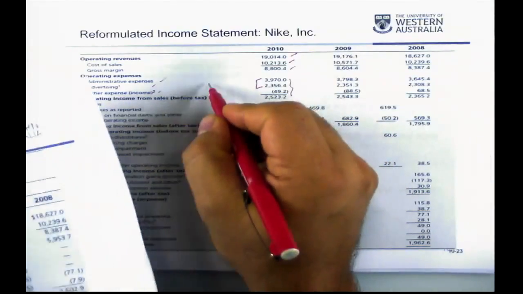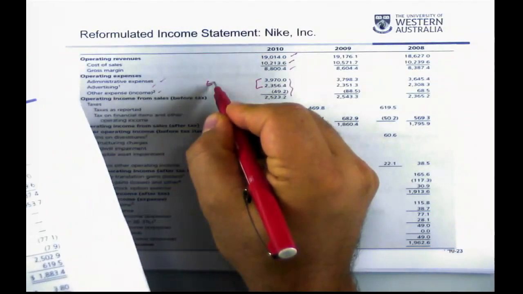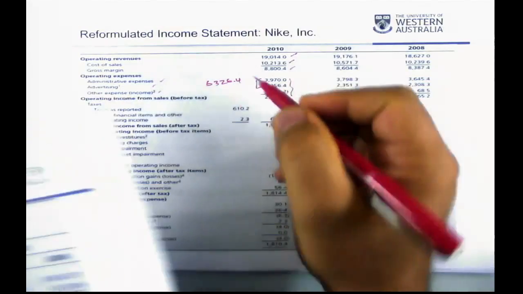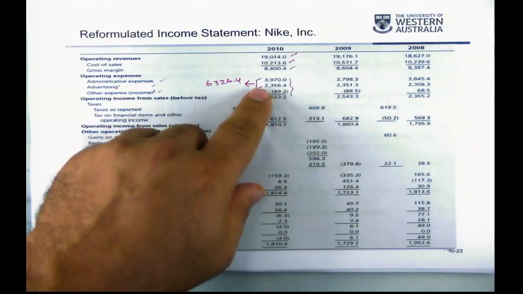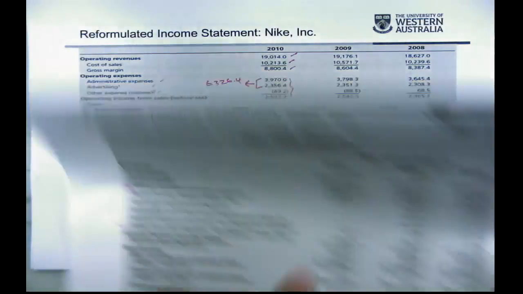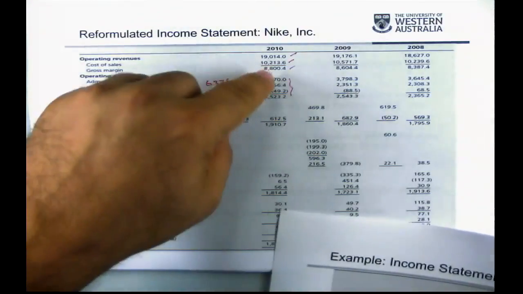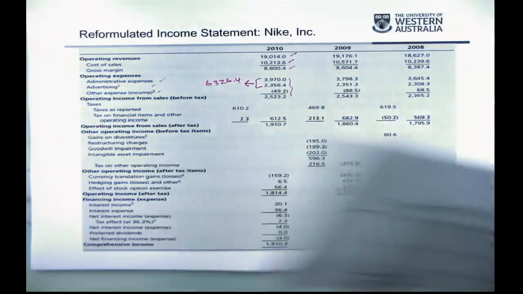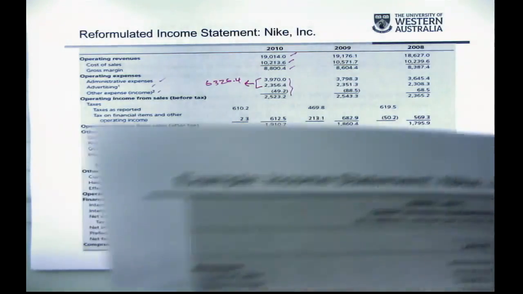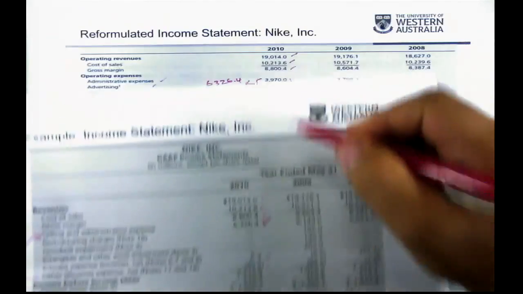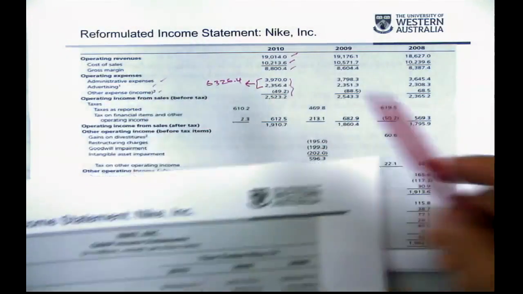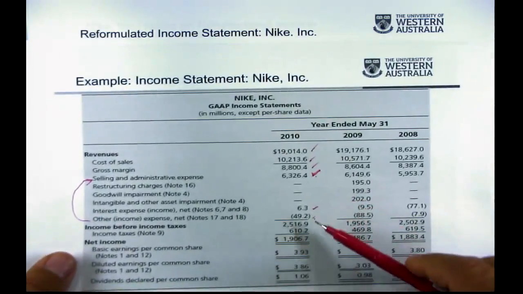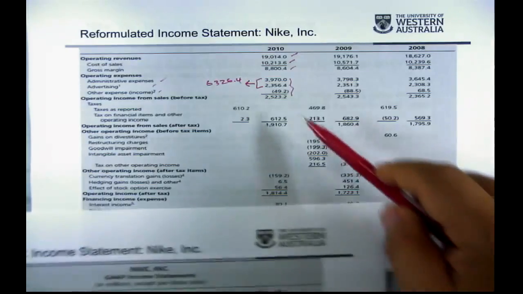The author of the textbook decided to split the figure into two items. It is not necessary to do that. It is useful to do something like this, but it's not a big deal. You can take this sum and use it here instead of these two components. So these two items are just the breakdown of this one. He decided to split it into admin expenses and advertising. Okay, that's fine. And he also took the other income or expense, this one, and reported it here.